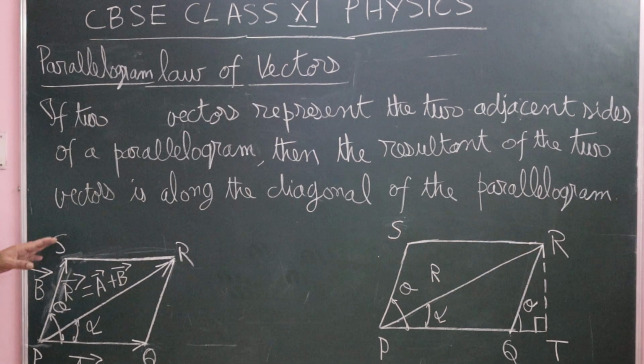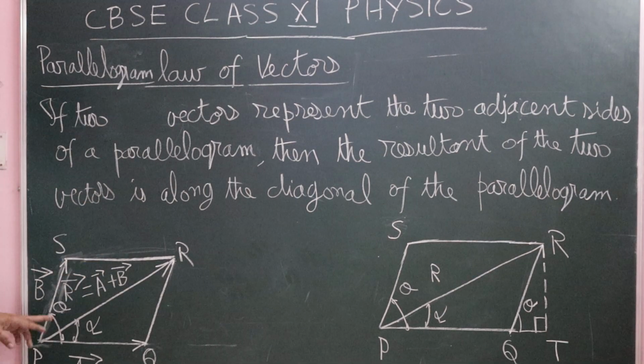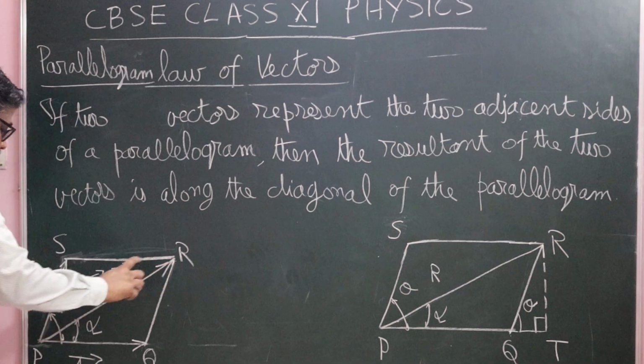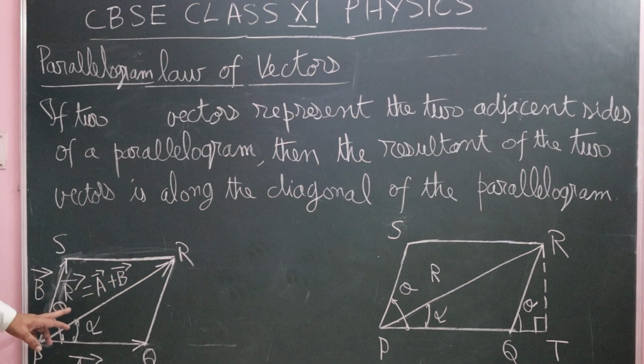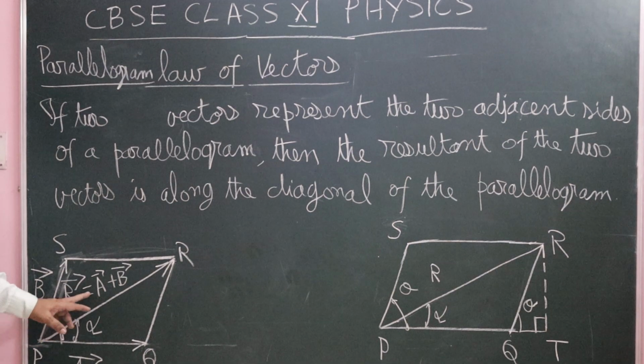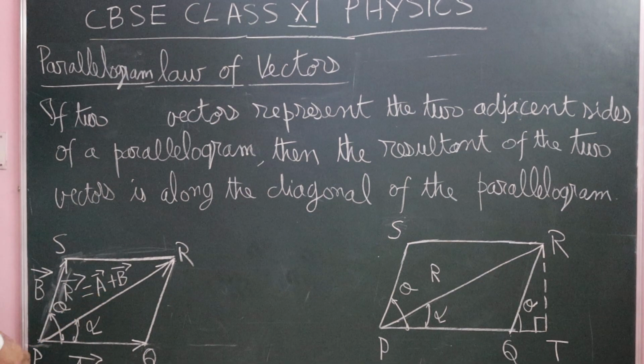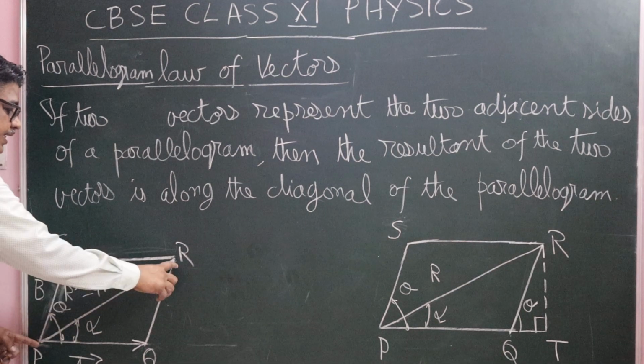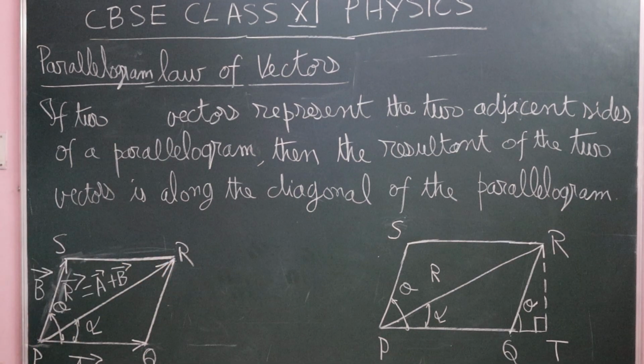Then the resultant of the two vectors A and B is along the diagonal of the parallelogram. So the resultant vector R equals A vector plus B vector. This is along the diagonal of the parallelogram. PR is the diagonal of the parallelogram. This is called the parallelogram law of vectors.